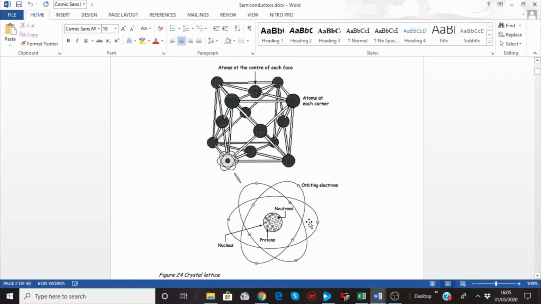Now, the number of electrons on the last layer of an atom, if it is more than 4 electrons on the last layer or last shell, then you're going towards a good insulator, and if it's less than 4 electrons, you're going towards a good conductor. Whereas if it's 4 electrons on the last layer, then it's a semiconductor.